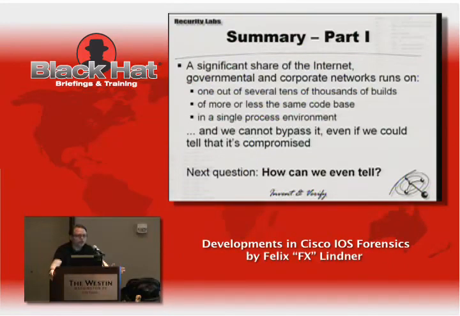So in summary, we have a significant share of the internet, governmental and corporate networks running on one of several tens of thousands of builds of more or less the same code base in a single process environment. And if something goes wrong there, we can't even bypass it, even if we knew that it was compromised. Which brings us to the next question: can we even tell if it's compromised?